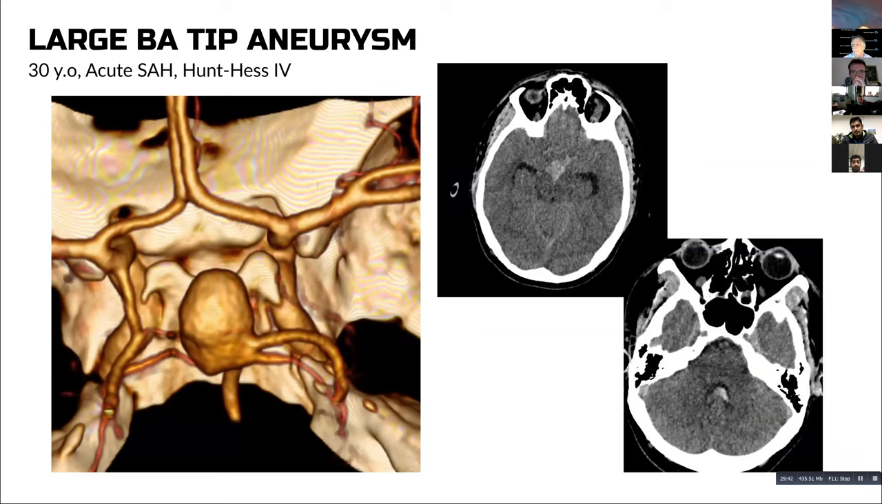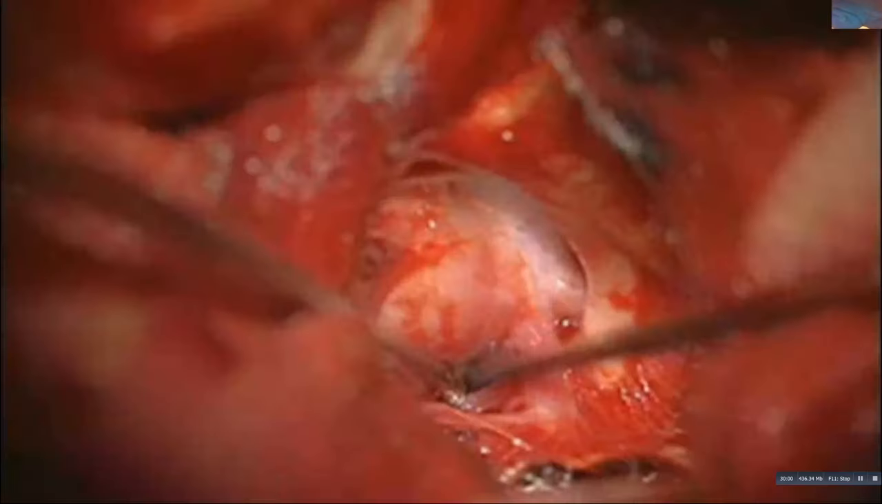You can see the huge aneurysm with a fusiform shape. Four arteries originate from the aneurysm dome, so it's not a nice one for endovascular treatment. And it also has SAH, so it's kind of a trickier case. Sorry for that.